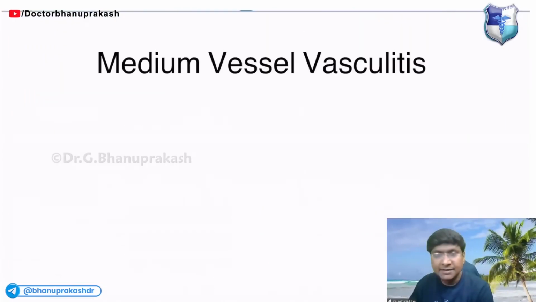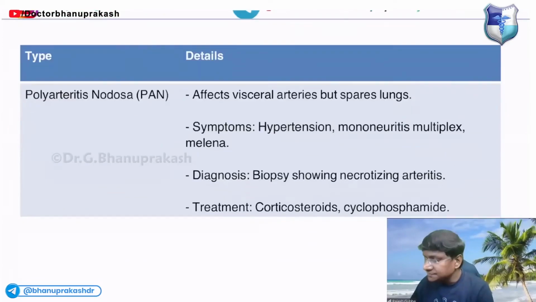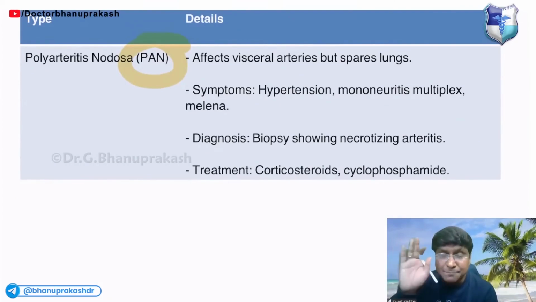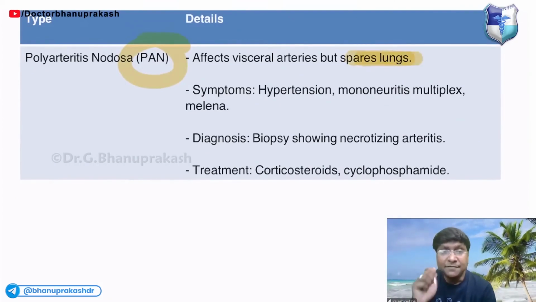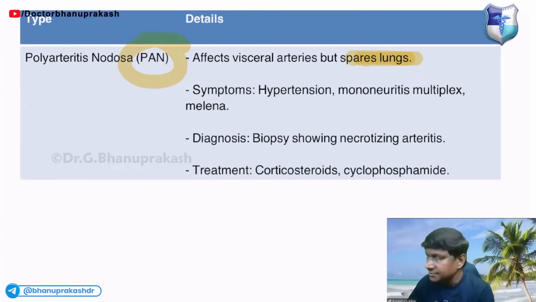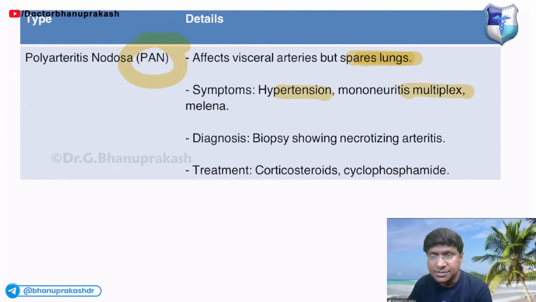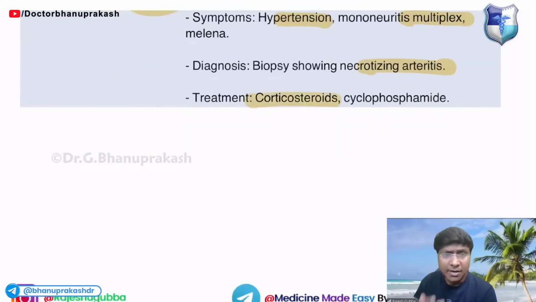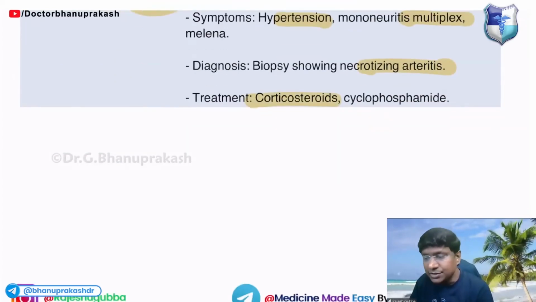Then next, let me take up another important medium vessel vasculitis, that is polyarthritis nodosa. Let me tell you, it affects all the organs, but the organ that is spared in polyarthritis nodosa is lung. If lung involvement is there in the clinical scenario, it is not polyarthritis nodosa. And what are the symptoms? Hypertension and mononeuritis multiplex. How will you diagnose? By doing biopsy, which will show necrotizing arthritis. How do you treat polyarthritis nodosa? It's an immune-mediated inflammatory disorder. Corticosteroids should be given, as well as cyclophosphamide.